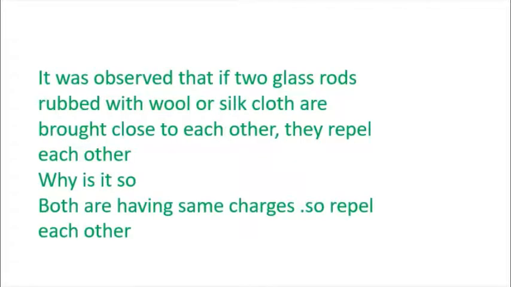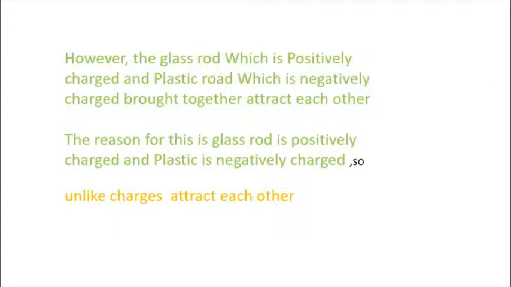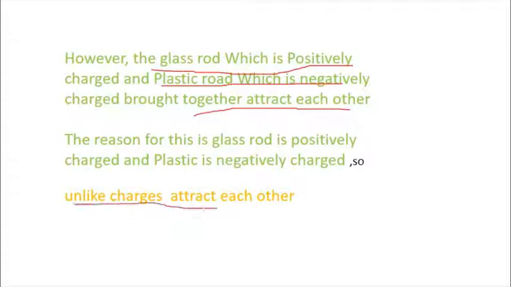From the previous animation, it was observed that both glass rods are positively charged. When they are brought close to each other, they repel. Why? Because they have the same charges. Like charges repel each other. However, when the glass rod which is positively charged and the plastic which is negatively charged are brought together, they attract each other. That means unlike charges attract each other.